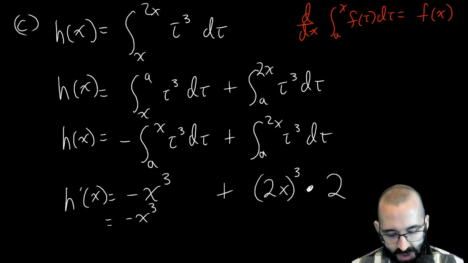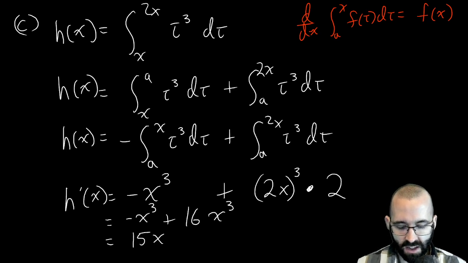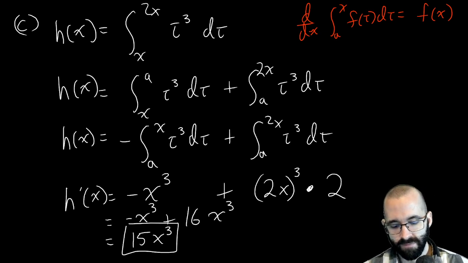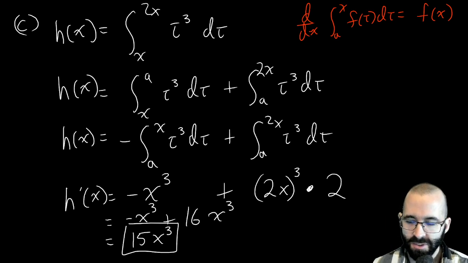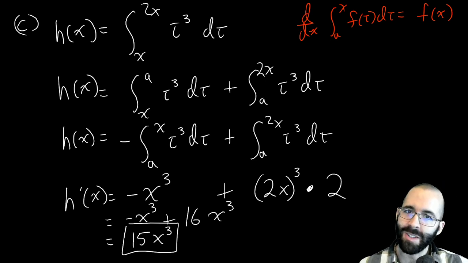The negative x cubed plus this becomes 2 cubed, which is 8. 8 times 2 is 16, and x cubed. We have 16x cubed. We're losing one of those x cubed, so now we only have 15x cubed. And that's our derivative right there. There you go. That's some example problems for the fundamental theorem of calculus, part 1. We'll get into part 2 in the next video.